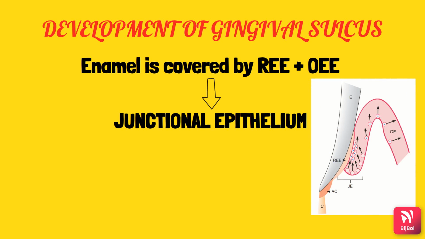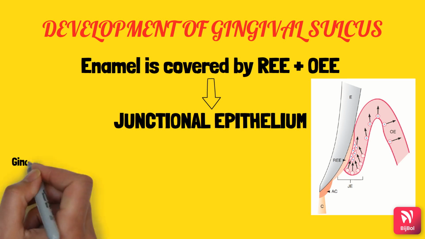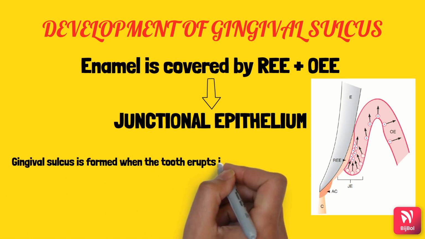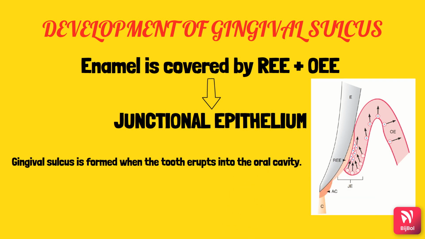You can notice in the picture that the reduced enamel epithelium and the junctional epithelium are forming a broad band of attachment to the tooth surface, and the gingival sulcus is also formed at the same time when the junctional epithelium is forming.